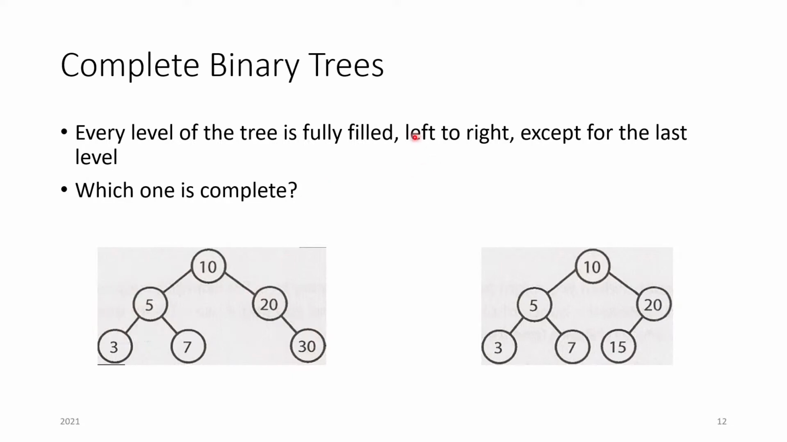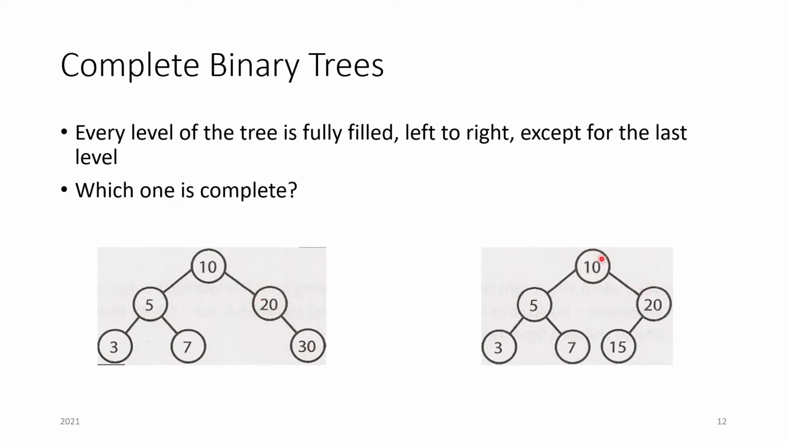Because remember, the definition is it needs to be fully filled left to right, except for the last level. So we need to make sure that left to right order is satisfied. So this left tree here is not a complete binary tree because it does not go from left to right when we watch node 20 here. It goes right and there's no left node as a result.